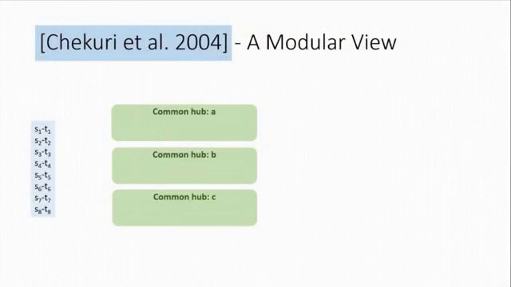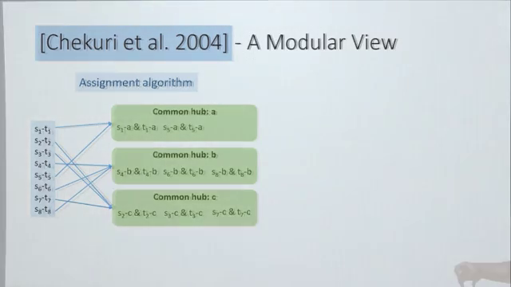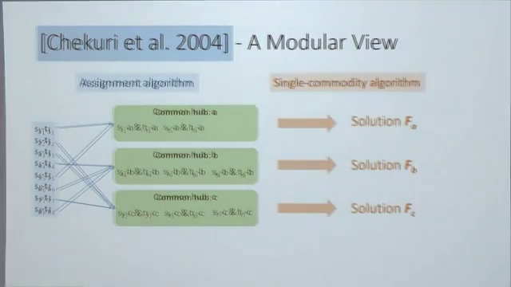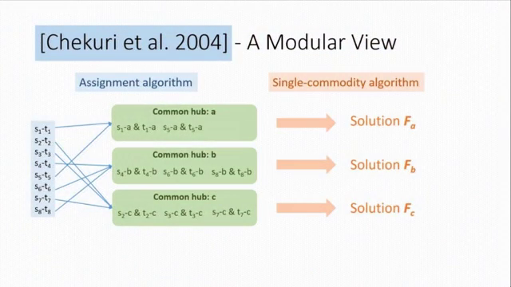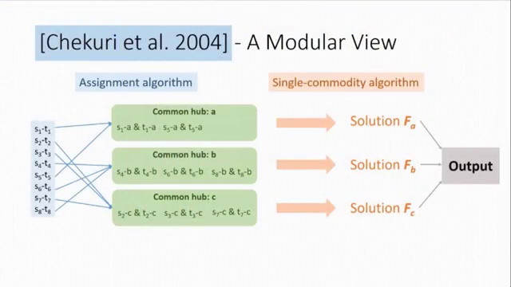Okay, so to motivate our algorithm, let's look at a modular view of this Chekuri et al.'s algorithm. What they show is they can partition the demands into these common hubs. So they can assign each demand pair to a certain hub such that if I solve these single commodity instances independently, find the best cables for connecting each, and put them all together, that's not a bad idea. So that's what they show.